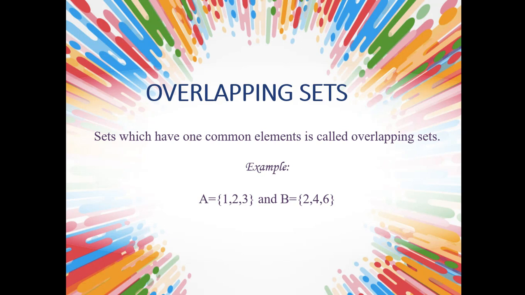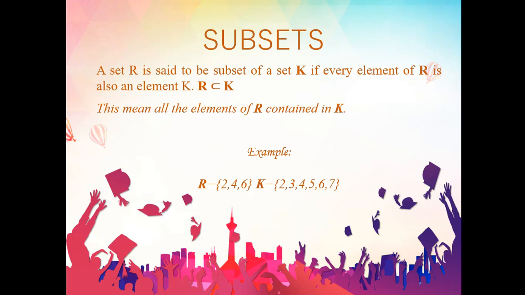If we see the elements of set A, we have 1, 2, 3. If we see set B, we have 2, 4, 6. Only one element is common between these two sets, and what is it? It's 2. Only 2 is common in both sets. So if only one common element is there, we call them overlapping sets.